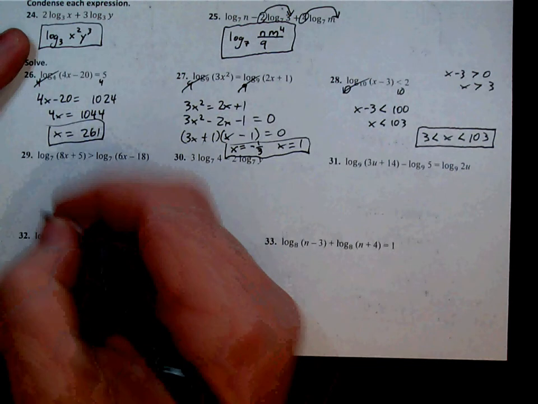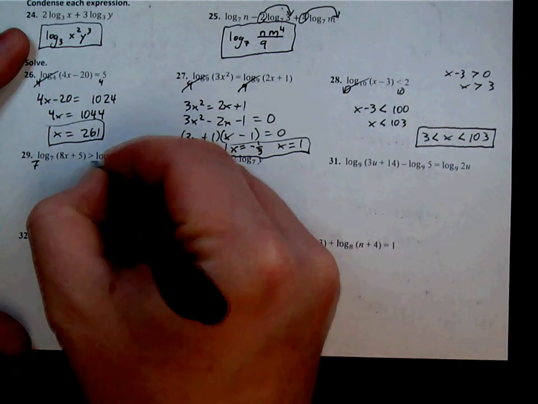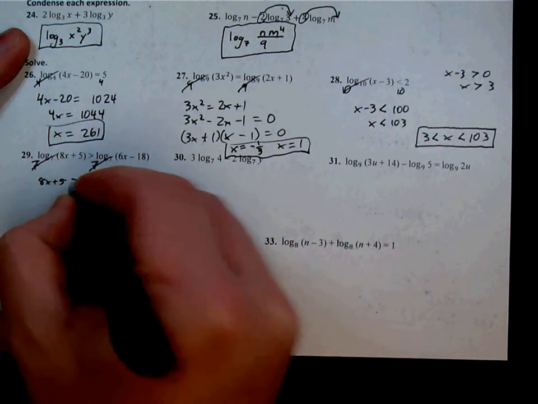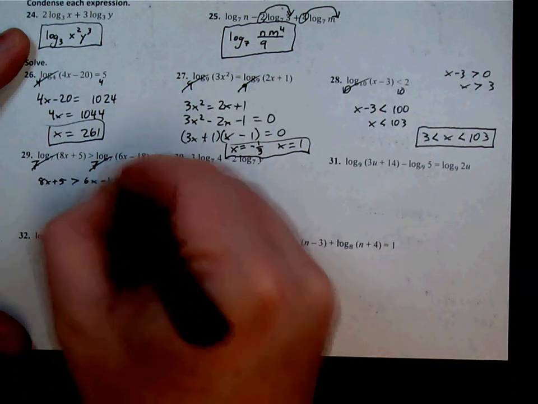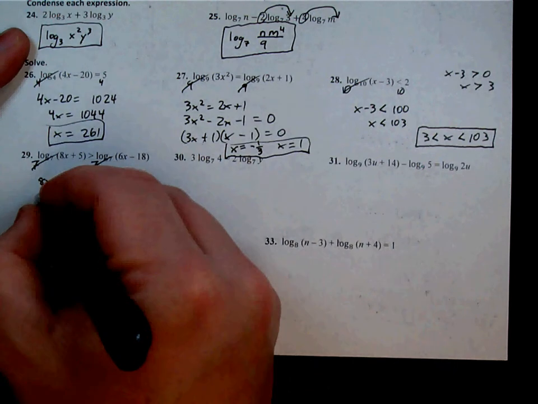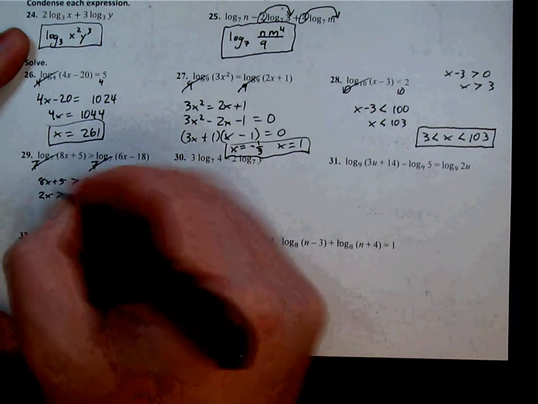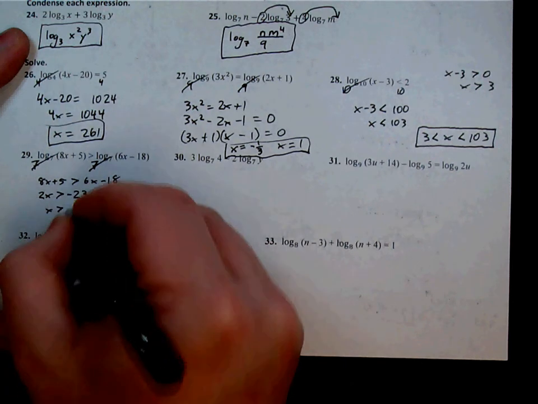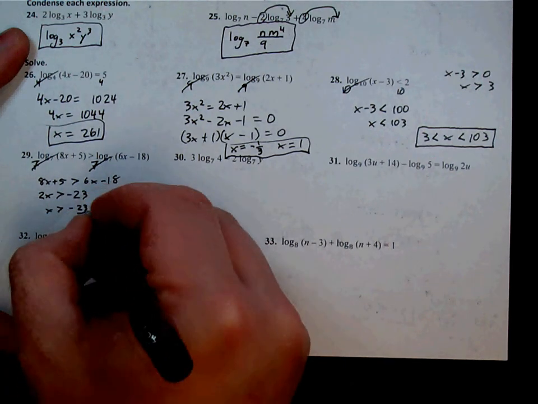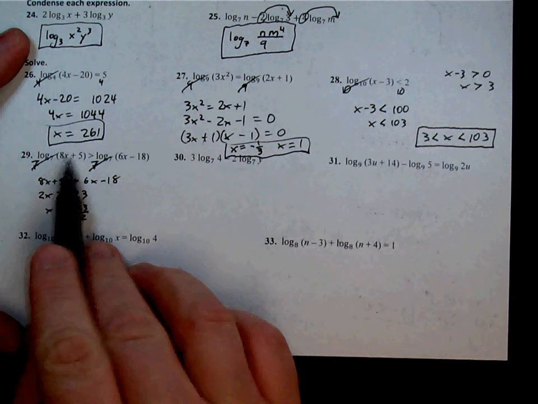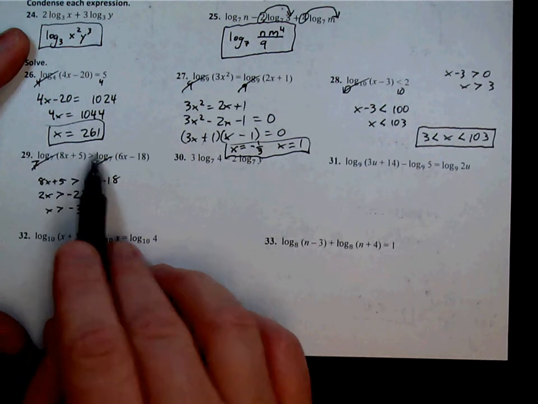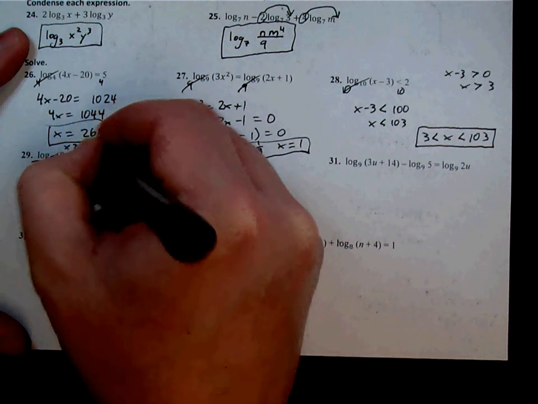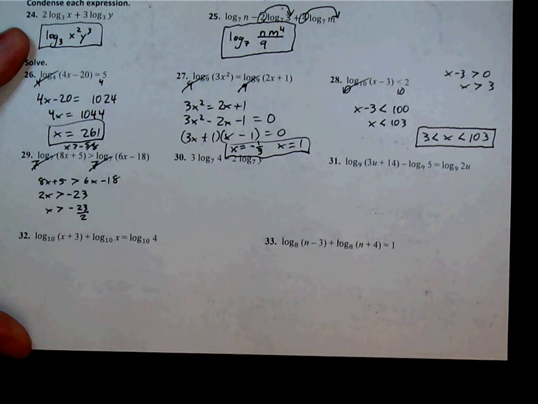Okay, number 29, I'm going to exponentiate with a 7. So 8x plus 5 must be greater than 6x minus 18. Subtract my 6x, subtract my 5, divide by 2: x is greater than negative 23 halves. Let's check domain. 8x plus 5 has to be greater than 0. I'd subtract 5 and divide by 8, so x has to be greater than negative 5/8.